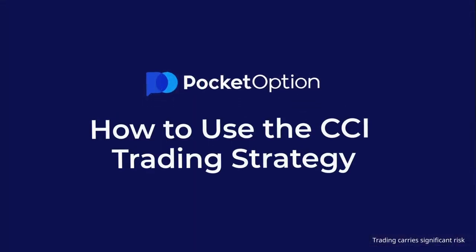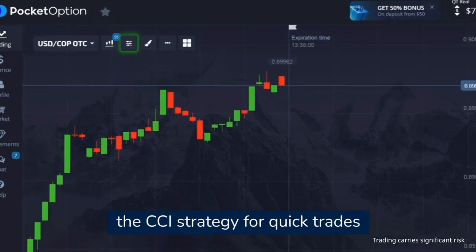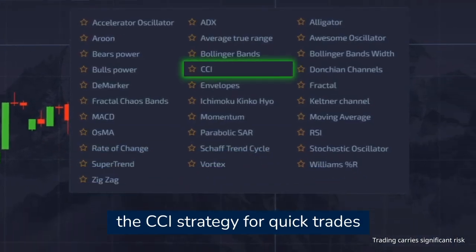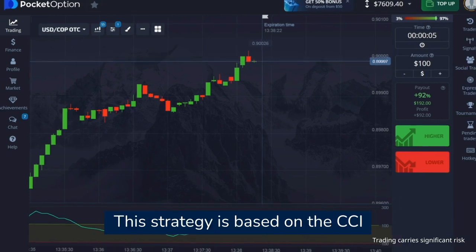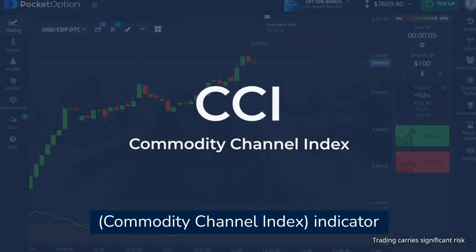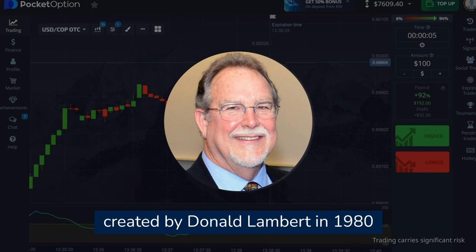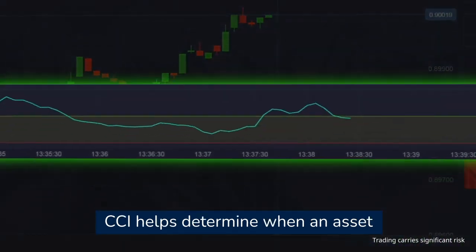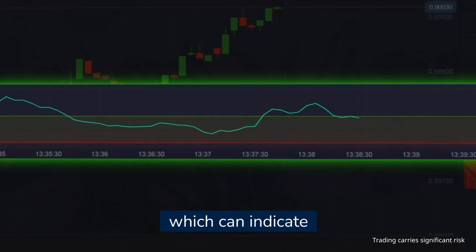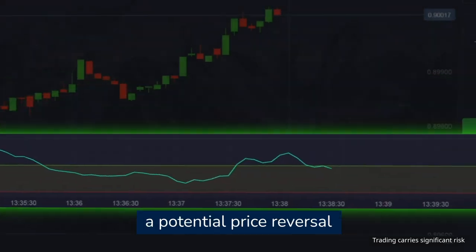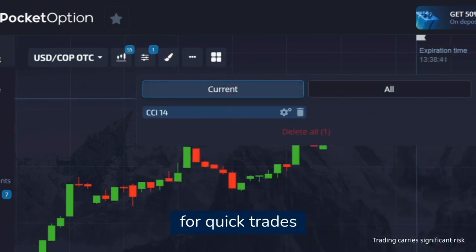How to use the CCI trading strategy. Today, we will show you how to use the CCI strategy for quick trades, starting at 5 seconds. This strategy is based on the CCI, Commodity Channel Index indicator, created by Donald Lambert in 1980. CCI helps determine when an asset is overbought or oversold, which can indicate a potential price reversal.